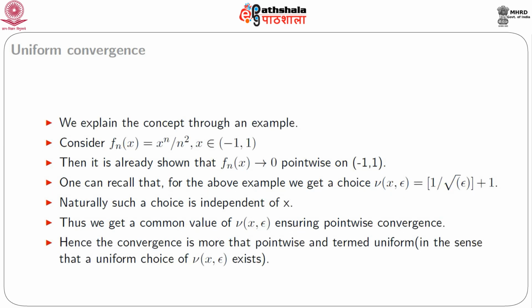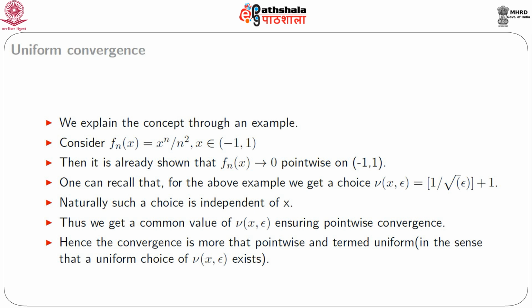So, let us consider some examples. First of all, consider the sequence of functions f_n(x) = x^n / n^2 for x belonging to the open interval (-1, 1), and we have already seen that f_n(x) tends to 0 pointwise on the open interval (-1, 1). Now, one can recall that for the above example we get a choice ν(x, ε) which equals the floor of 1 by square root of ε, plus 1.